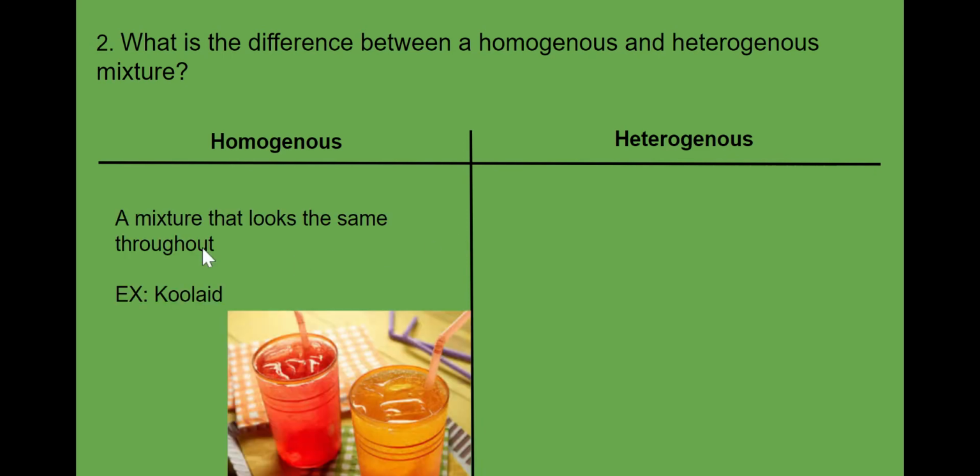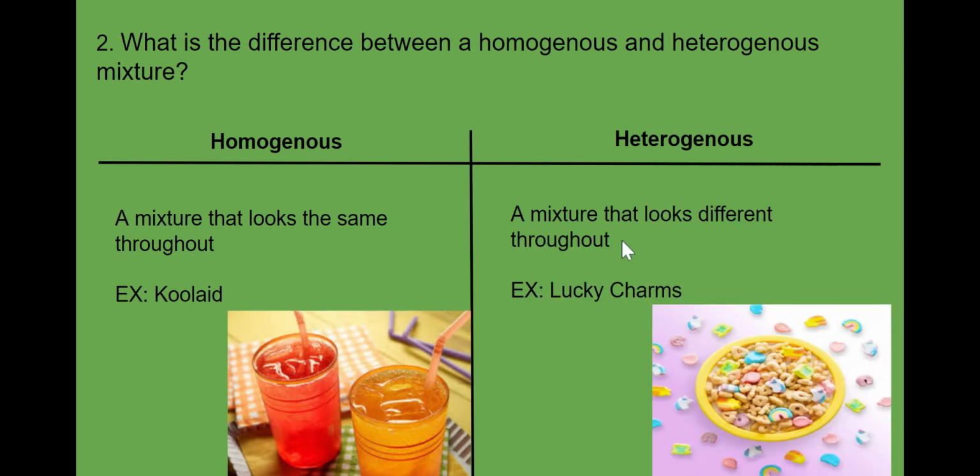So a homogeneous mixture means it looks the same throughout. So like Kool-Aid or tea, coffee, it looks the same throughout. I can't look in Kool-Aid and say, there's the Kool-Aid and there's the sugar. I don't look at tea and say, here's the tea and here's the sugar, or coffee. I can't say, here's the coffee and here's the creamer. It all looks the same throughout. It's uniform throughout. If we have a heterogeneous mixture, it looks different throughout.